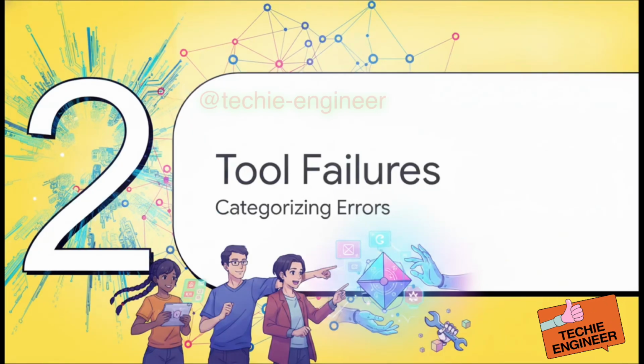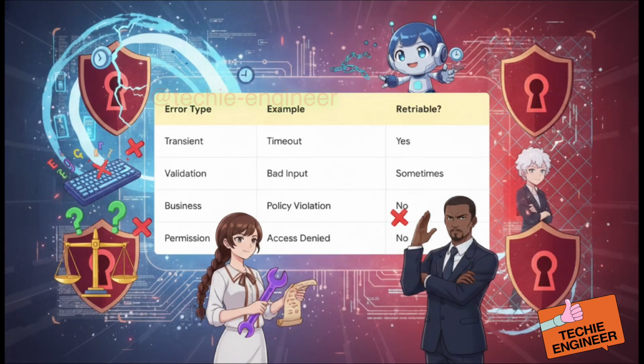Moving on to part 2, 4 types of tool failures. Easy. Categorizing our enemies perfectly dictates how we recover. We basically have 4 types here. First, transient errors. Think network timeouts. These are just temporary hiccups, so yes, they are completely retriable. Then we have validation issues, like passing a bad input parameter. These are sometimes retriable, assuming the agent is smart enough to tweak the input based on the error message.